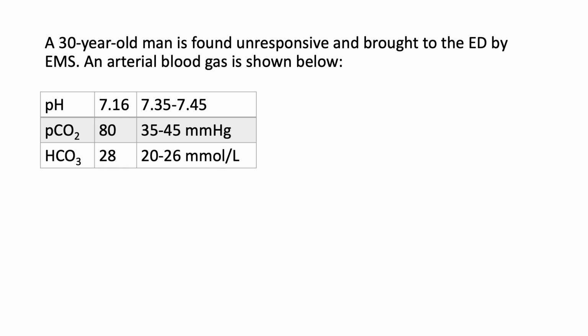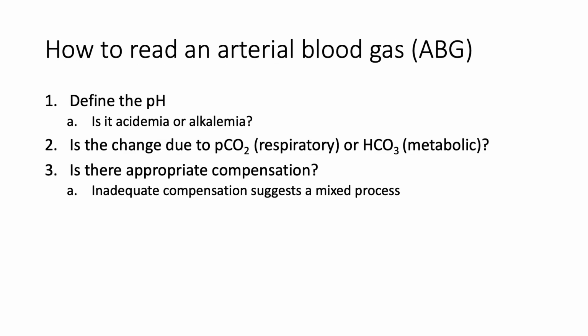All right, so we have a 30-year-old man who is found unresponsive and brought to the emergency department by EMS, and we have this arterial blood gas. For all of these blood gases, I'm not including everything that you would see on a blood gas, which would also usually include the partial pressure of oxygen, since the focus of this module is really just on acid-base disturbances. So the first thing we see is the pH, which is 7.16. The partial pressure of carbon dioxide, so this is the carbon dioxide dissolved in plasma, is 80, and the bicarbonate level is 28.